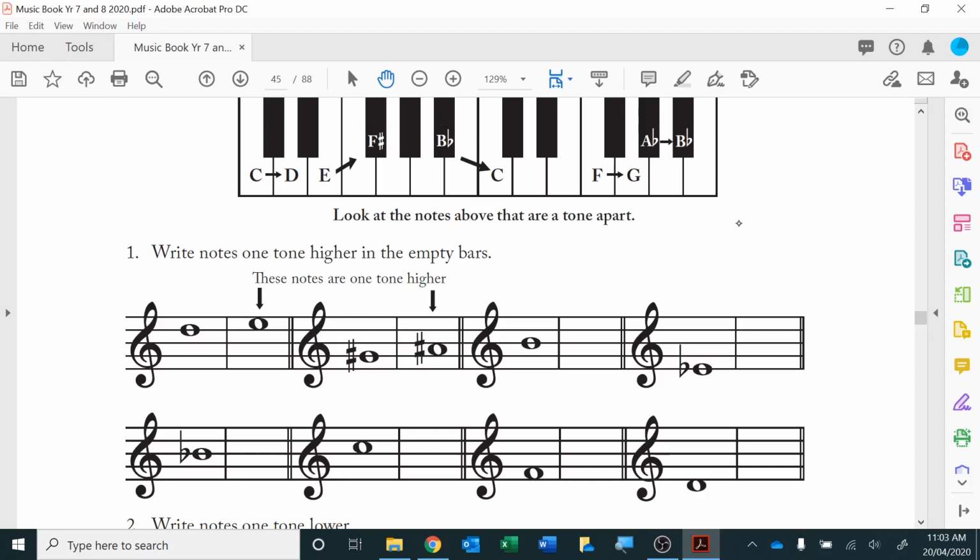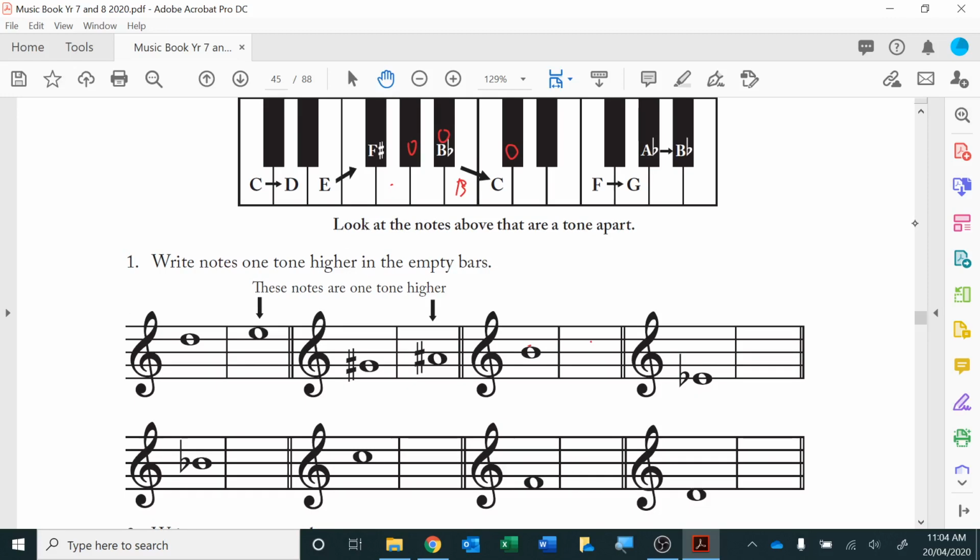So G sharp, there's G sharp, and A sharp, which is the same as B flat, and that's a tone there. So we come here to a B, there's B there, and we need two semitones. So one semitone, two semitones. It's that one there. So that is C sharp. So we put in a C sharp.